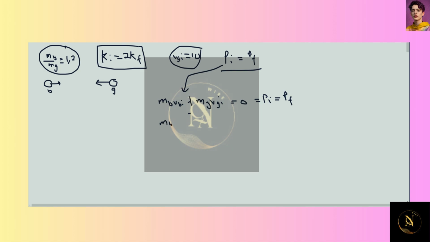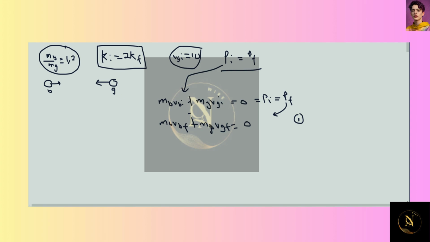So mBVBf plus mGVGf is actually also equal to 0. So this is just moving that down here. So this can be your equation 1 essentially to keep. So we have two unknowns here. So clearly we need two equations for the velocities in order to find these two unknowns.